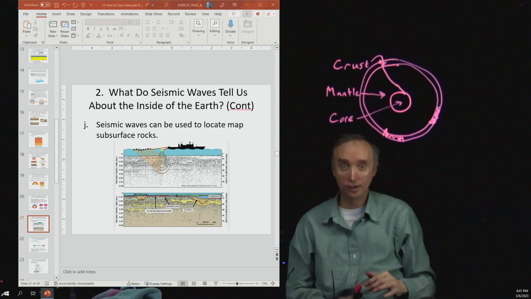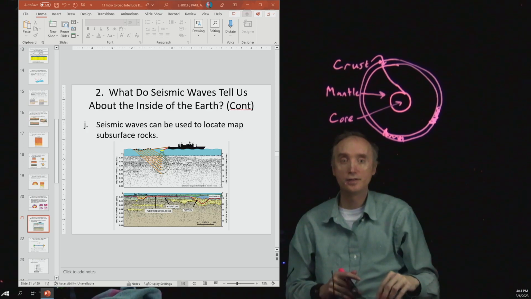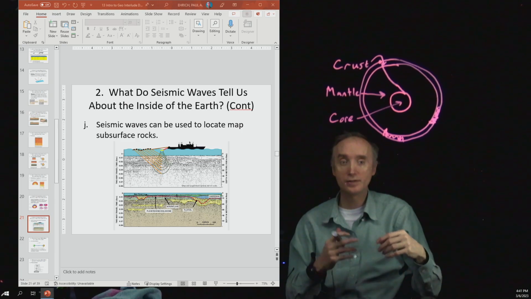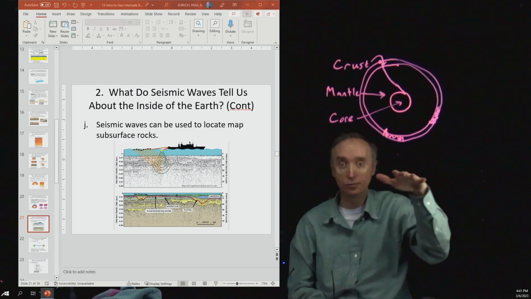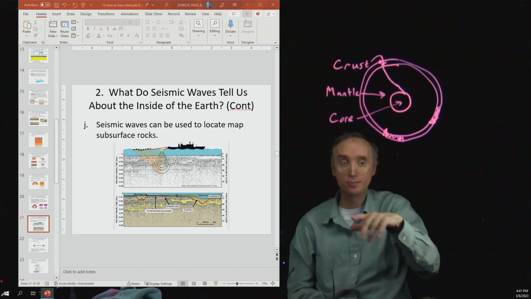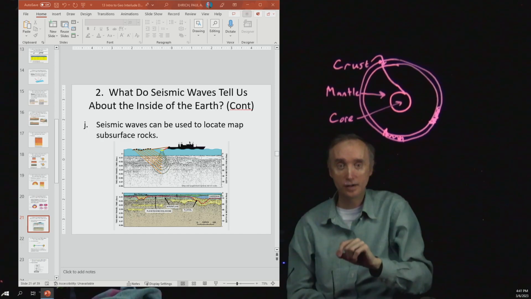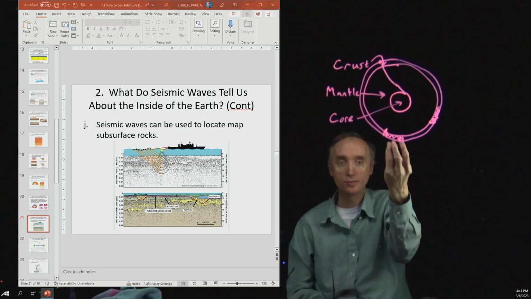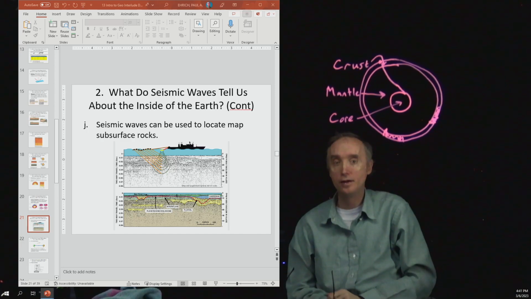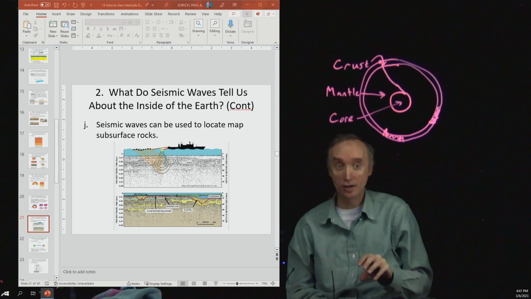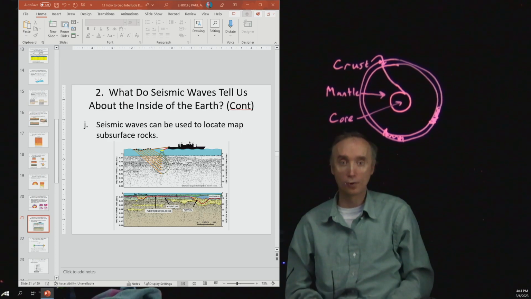So similarly, what we can do is send basically earthquake waves through the ground. It's then going to be reflected off of the different layers inside the Earth and then come back up to the surface, and then we can use that to make a map of subsurface layers in the crust, and then we could use that to locate various kinds of ores that might be buried under the ground.